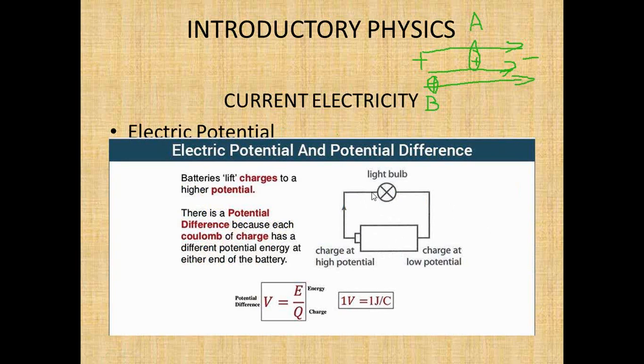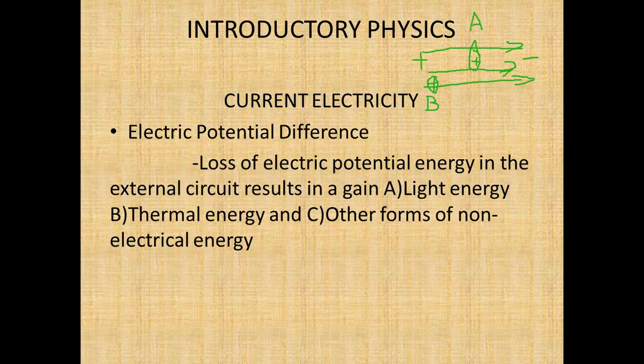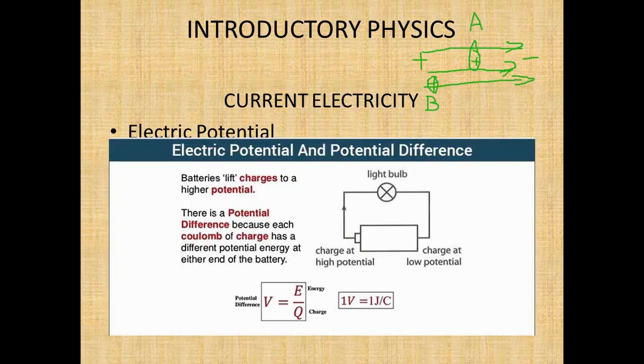So your electric potential will come here, and it's really electric potential energy, and it will be converted to light energy to light up your bulb, and then flow back to the low potential terminal. Okay, so you'll get a loss of electric potential energy in the external circuit. So again, remember what we said.